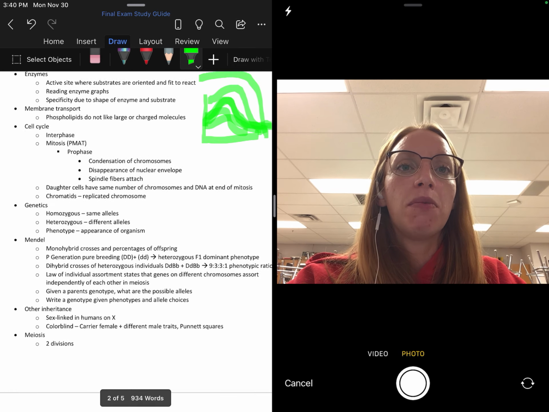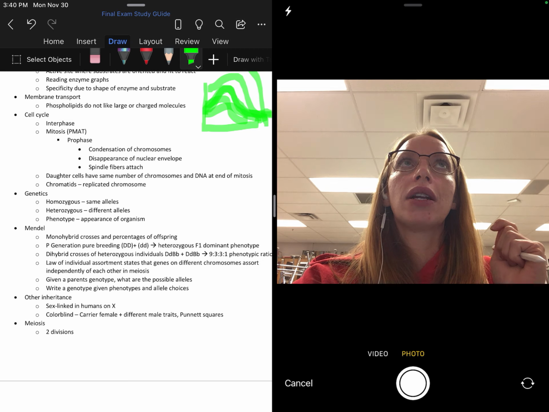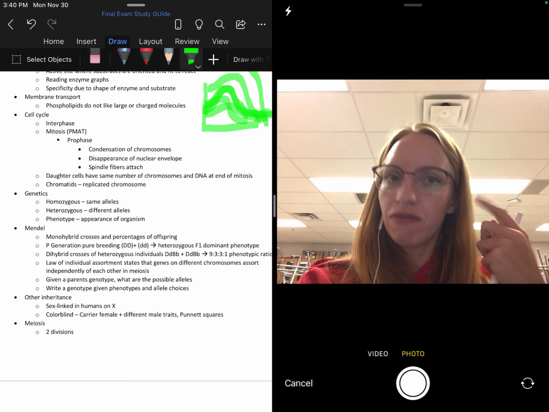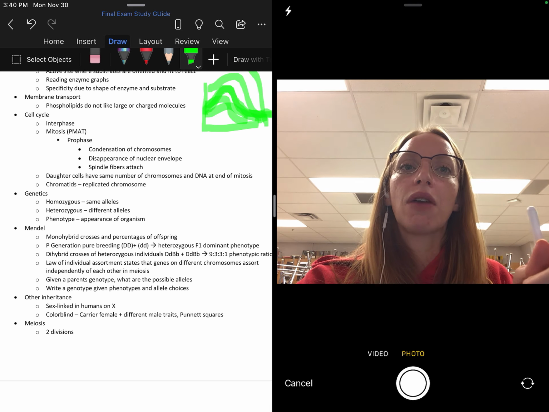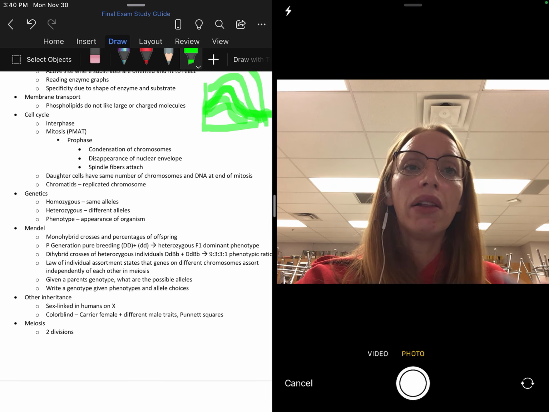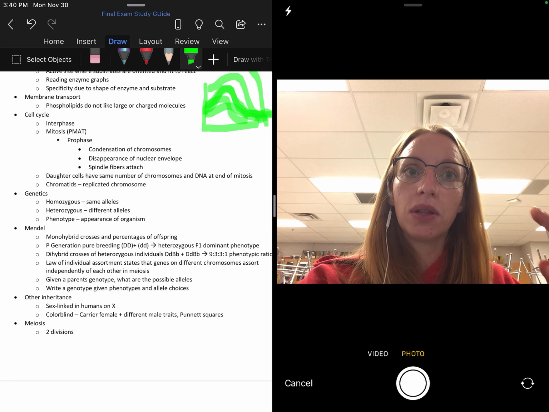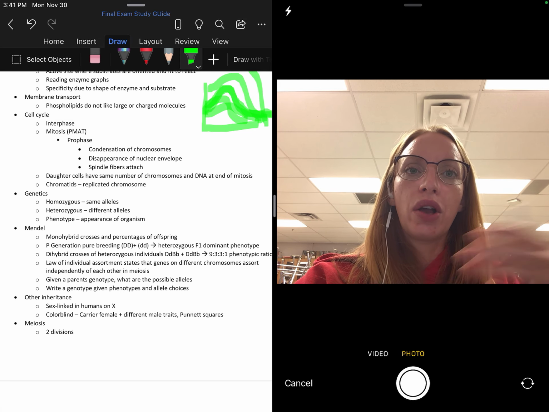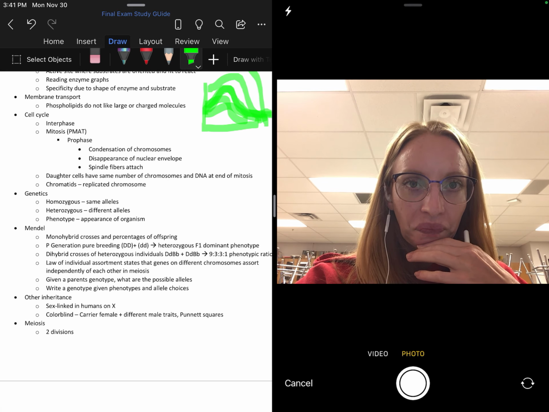You have questions about membrane transport, and it's like, which type of molecule is least likely to cross the membrane? And it's got different molecules. The fact that you need to be able to pull from to answer that question is phospholipids will not allow large molecules to cross, like really big ones, or charged molecules. So a molecule that has a charge will not go across that membrane either.